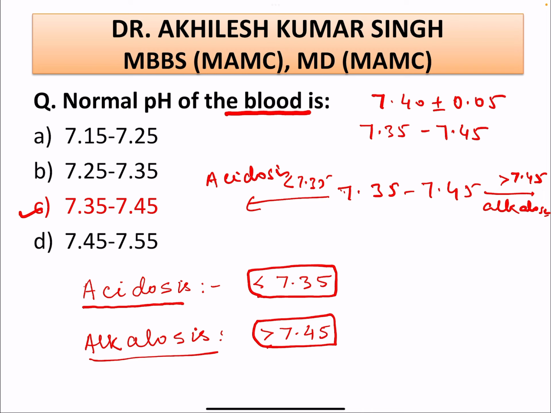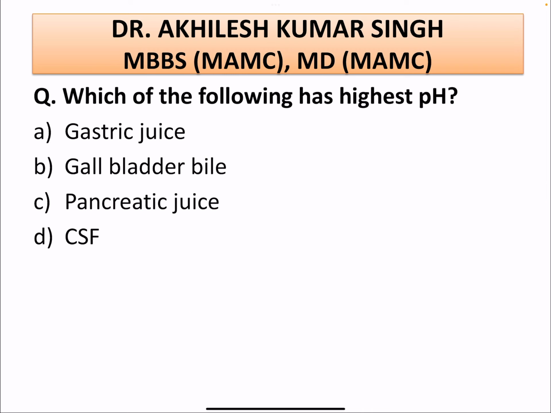Now let us look at another question here. Which of the following has the highest pH? In this type of question you have to know the fluids which have very high pH. To solve this question, let us go again to the table and find which has the highest pH. Remember one thing also, the highest pH means it is asking about the most alkaline. So the most alkaline fluid has the highest pH, right?